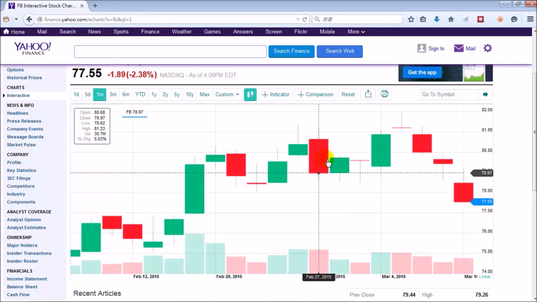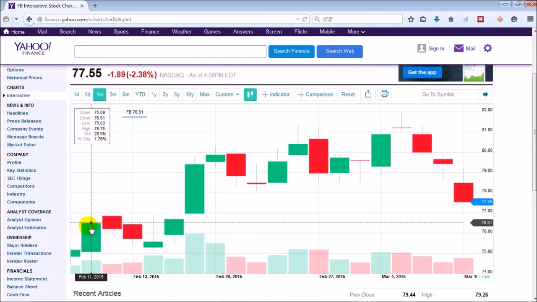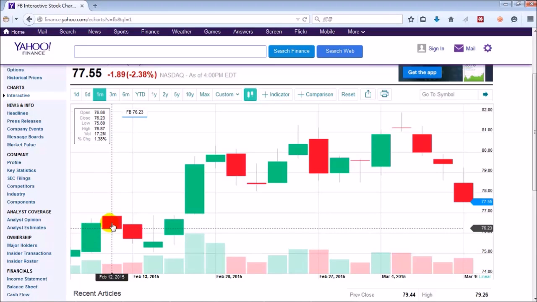When you are holding on to Facebook on February, let's look at a more prominent example. Here's a good one. On February 11th, at the end of the day, when the market closed, your Facebook stock was worth $67.51. Now, on the next day, suddenly, as the market opens, your stock is worth $67.86, so it increased. Why is this important?